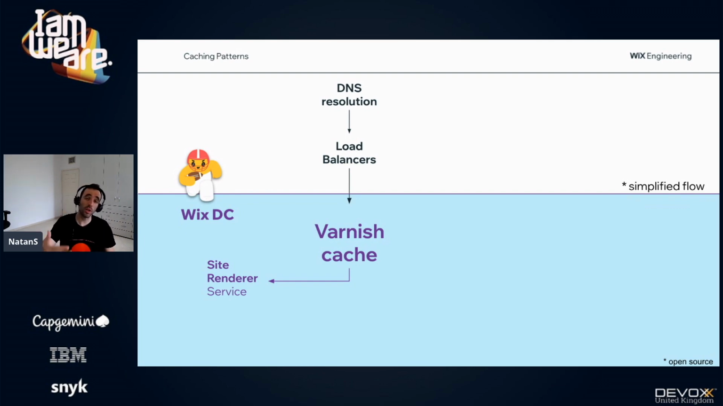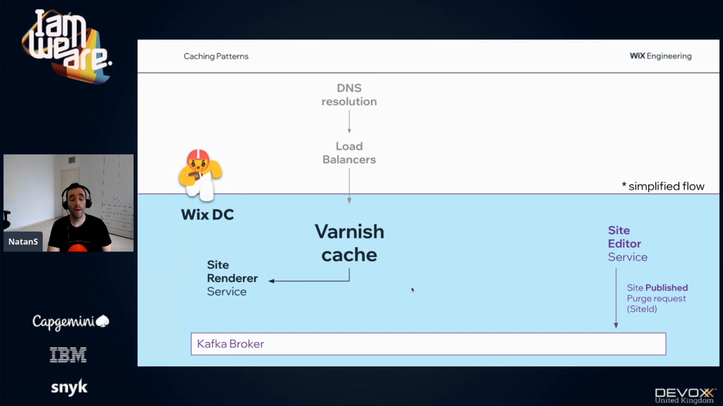It processes requests, but usually the request will stop at the gate of the cache, and the response will return immediately. Now, this, of course, is a very simplified flow. There's a lot more steps when you enter a Wix data center, a lot more security, balancing, and stuff like that. And I also mentioned that Varnish cache is open source, so you can check it out yourself.